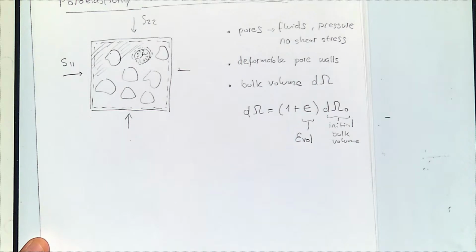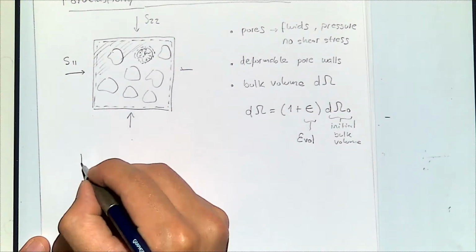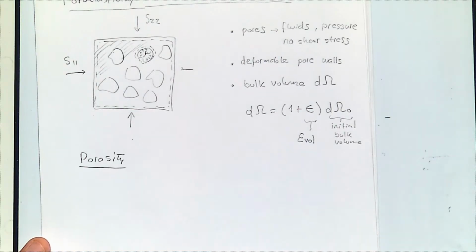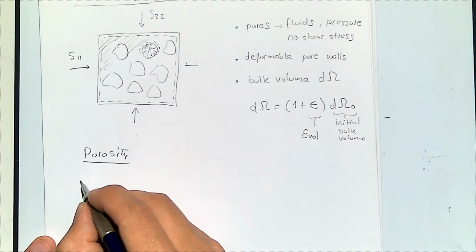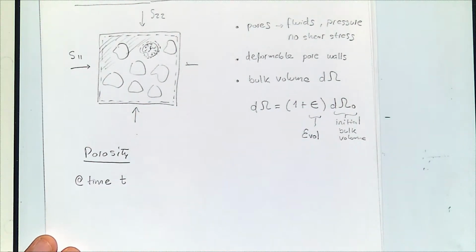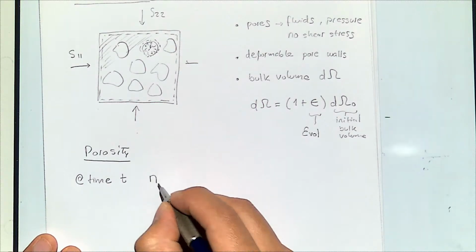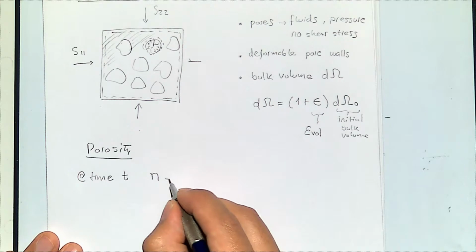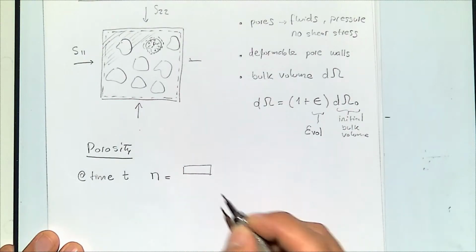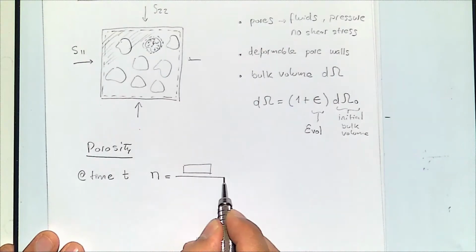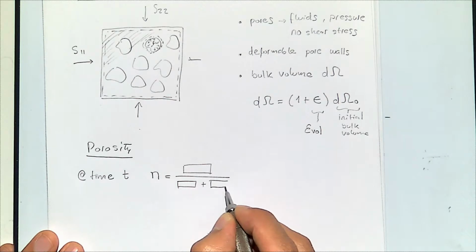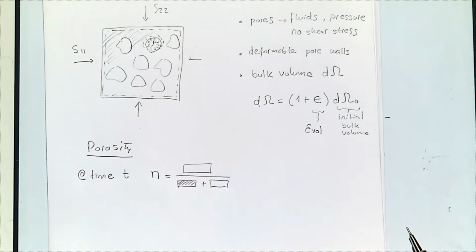Let's define what porosity is. Porosity, let me call it now with the letter N. I'm going to say that at time t, which is not the initial time, the porosity with the letter N is just going to be the volume of the pores up there in the figure, so the empty volume, divided by the entire volume, which is comprised of the volume of the solids plus the volume of the pores.